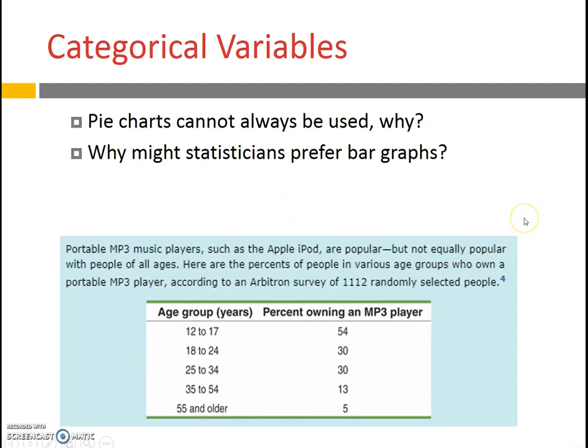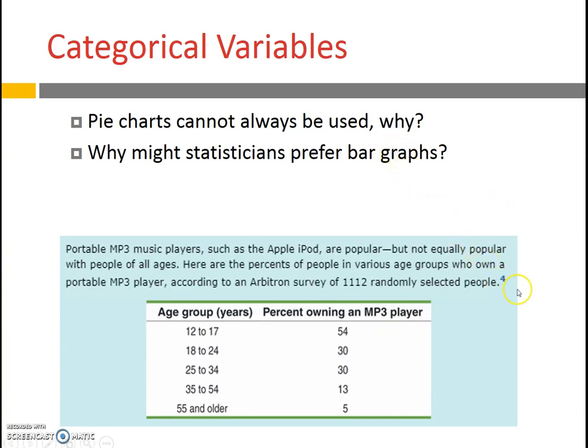Now, these are two great ways to show categorical data. However, pie charts cannot always be used, okay? And we want to talk about why that might happen. So I want you to think about what a pie chart tells you, what a pie chart shows you, besides the fact that it shows you percentages.